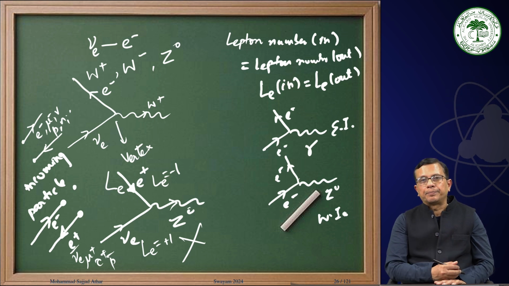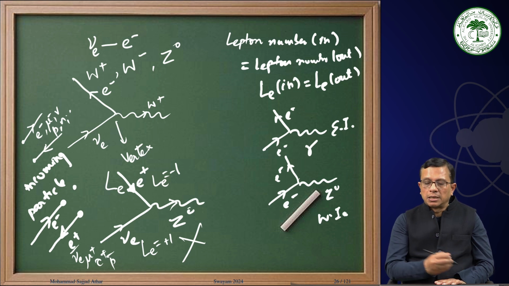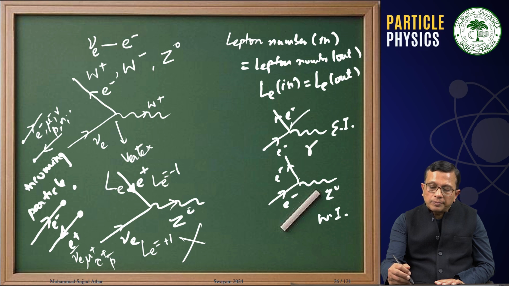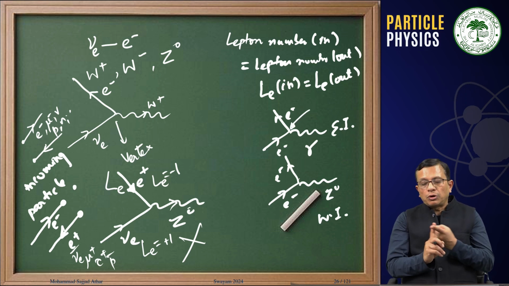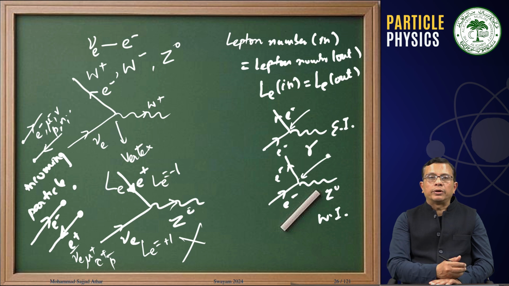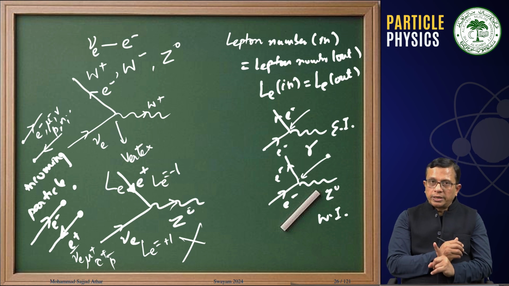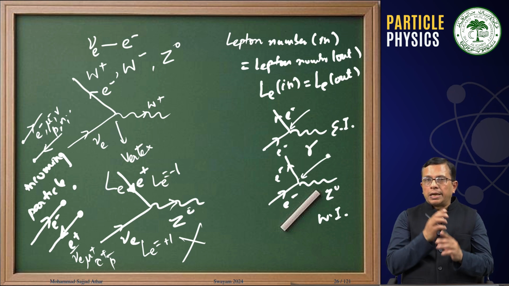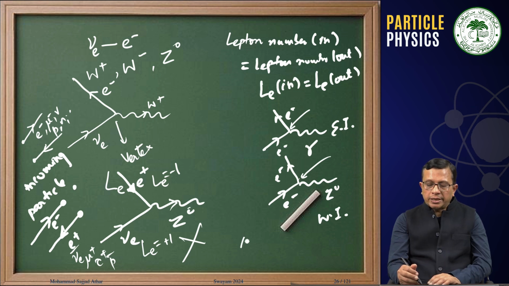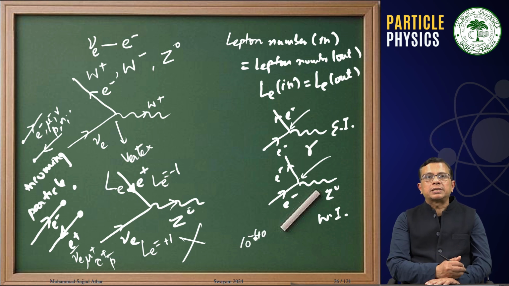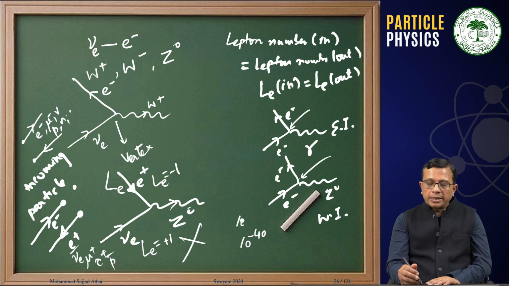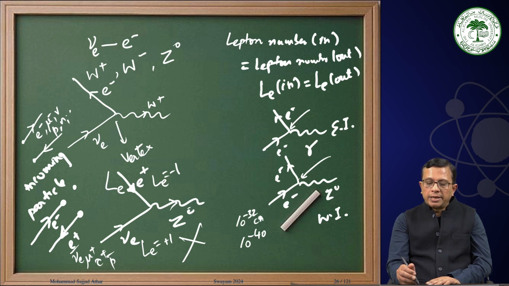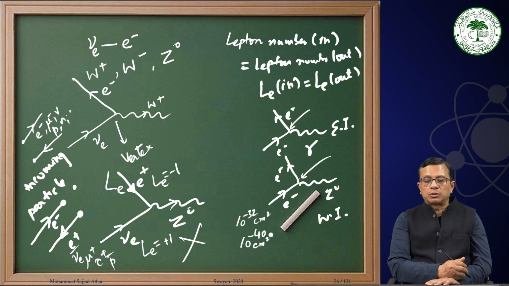the particles are the same. From where is this difference coming? The answer is that the difference is coming from the coupling of the electron with a photon or the electron with a Z0. This is one difference, that explains why the cross section in the case of weak interaction is 10 power minus 40, while in the case of electromagnetic interaction it is 10 power minus 32 centimeter square, when we are talking about electron scattering.